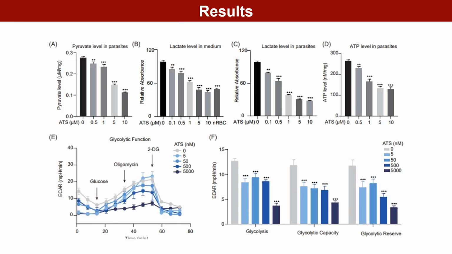We then went on to examine the impact of ART on parasite glycolysis. The results suggest that artemisinin may bind to glycolytic enzymes to inhibit their activities, thereby interfering with the glycolytic process of parasites, and thus exerting antimalarial effects.